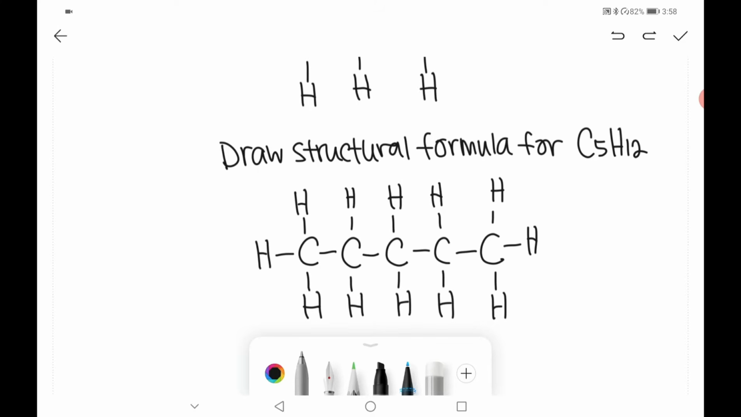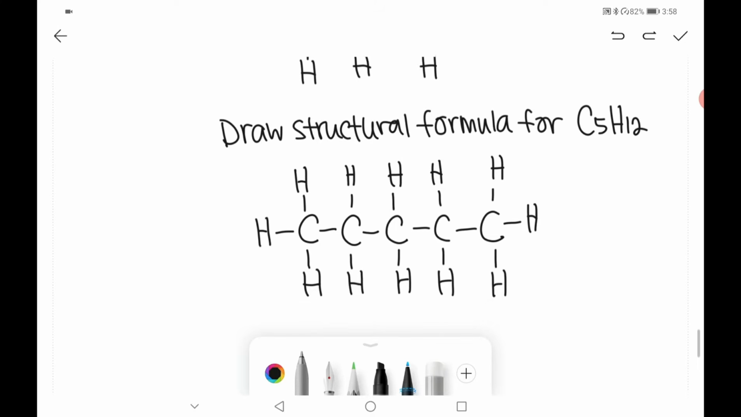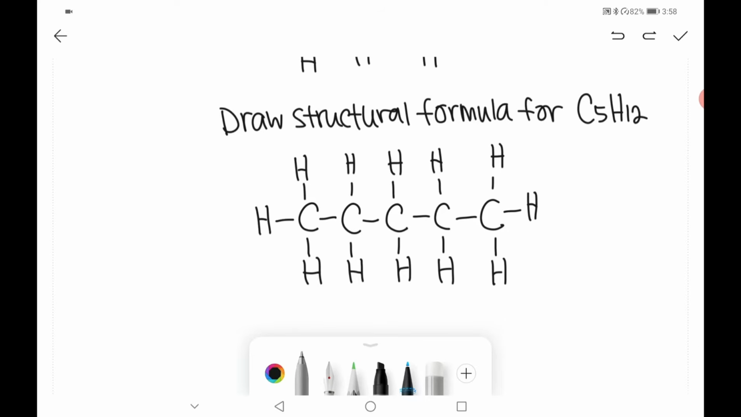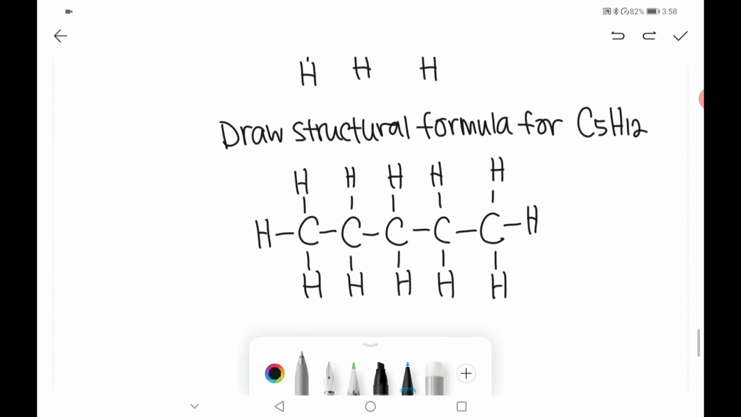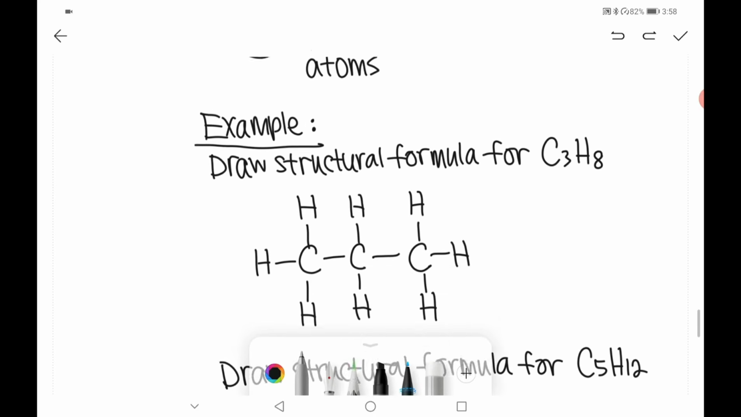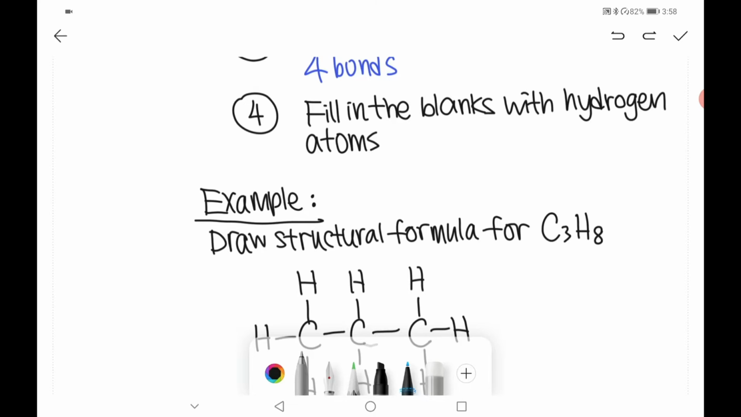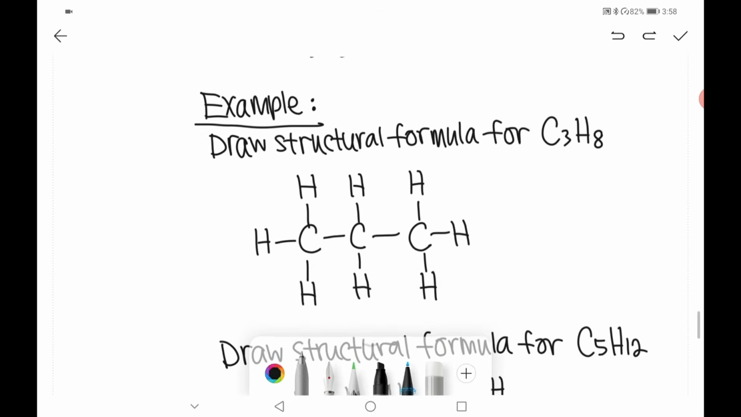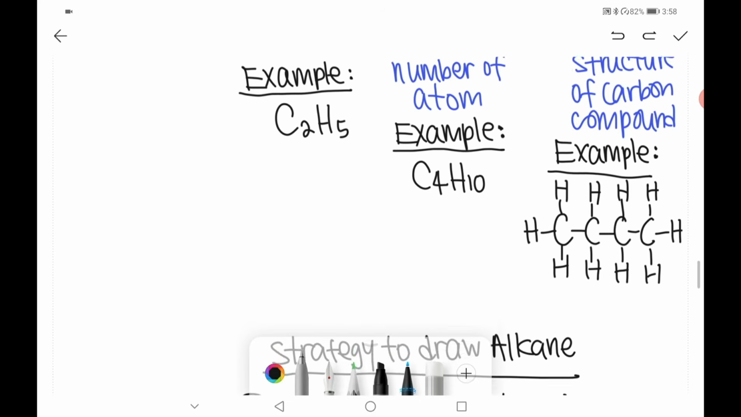So you don't need to worry about the hydrogen. As long as the carbon got 4 bonds, and all the empty space you put in hydrogen, then you will get the structural formula for the alkanes already.